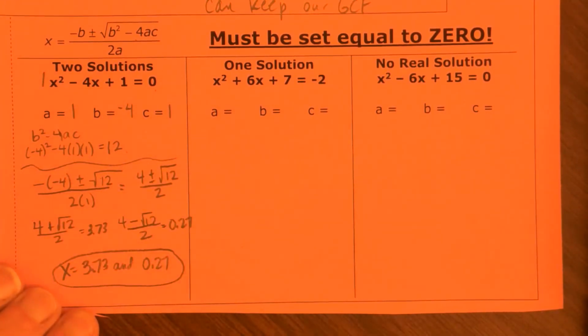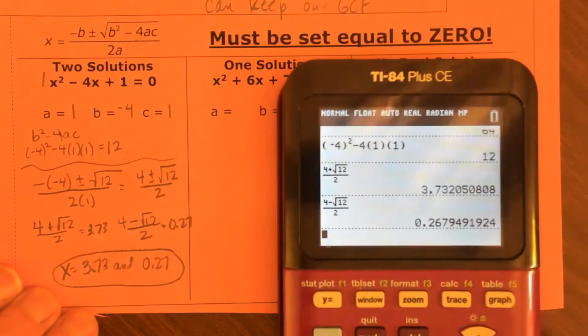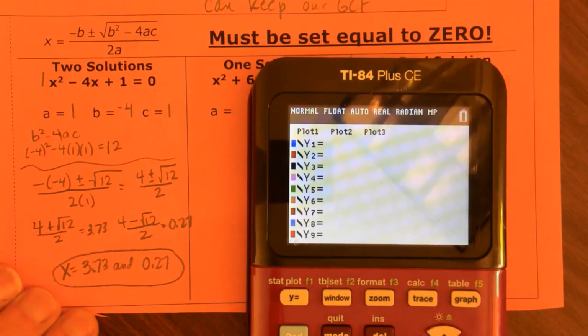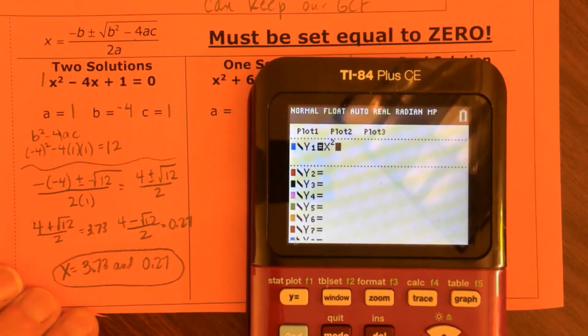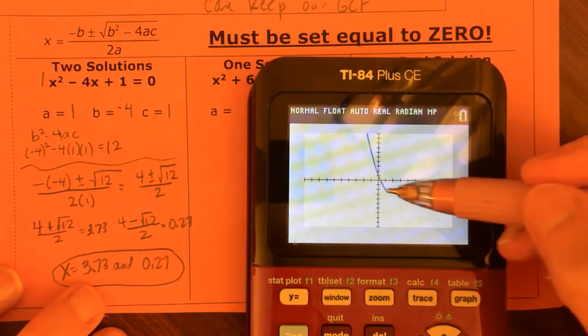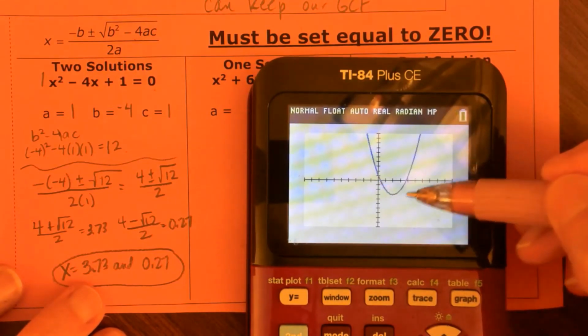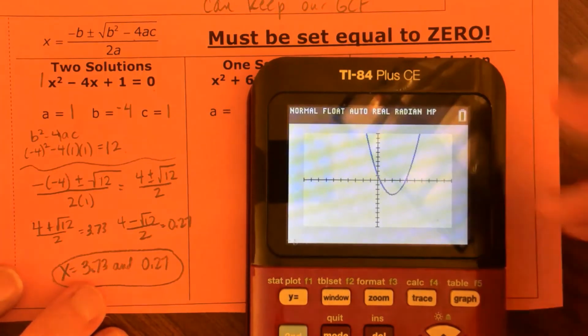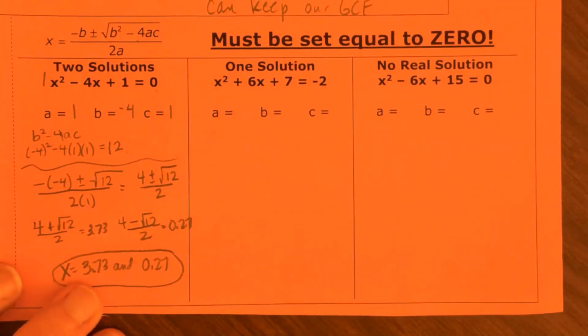Now, I could look at the graph if I want to confirm that. I could enter x squared minus 4x plus 1 and look at the graph. And when I look at the graph, I should see one right there at 0.27. That looks right. I see one at 1, 2, 3, almost to 4. So from an estimate standpoint, it looks like I've got the right thing there.